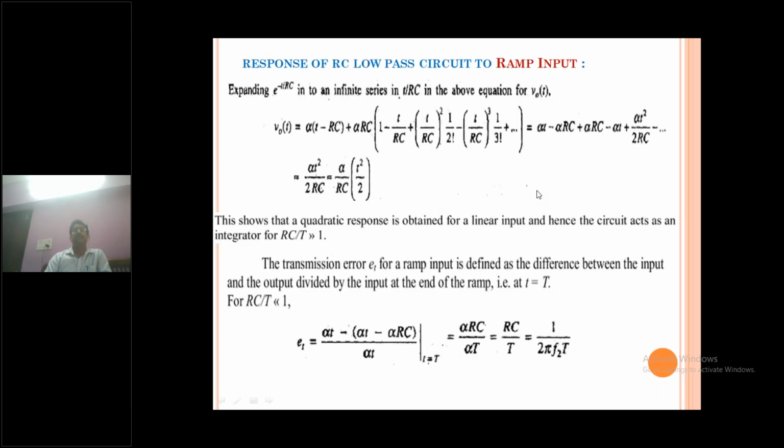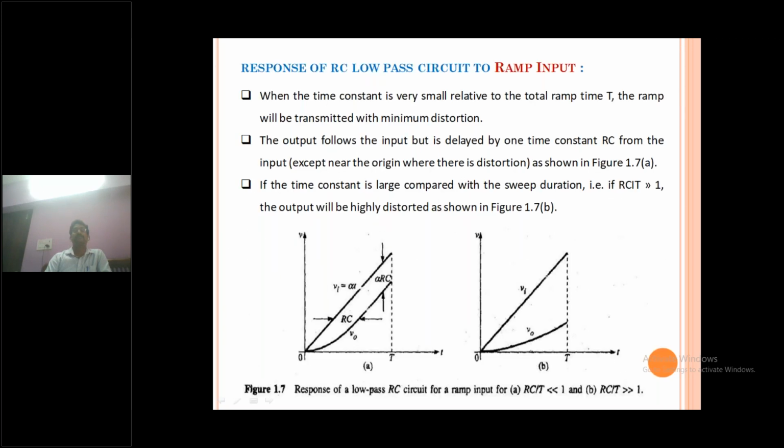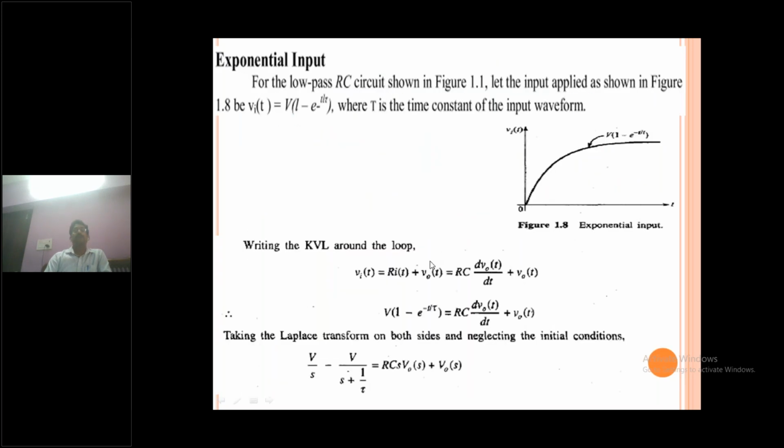So that's why the voltage across the capacitor is written as I of t equal to C into dV naught by dt. V naught of t equal to 1 by C integral of I of t dt, and on differentiating you get the I of t equation. Then, substituting the input voltage V of t equal to capital V into 1 minus e power minus t by tau, we apply the Laplace transform, the easiest method.